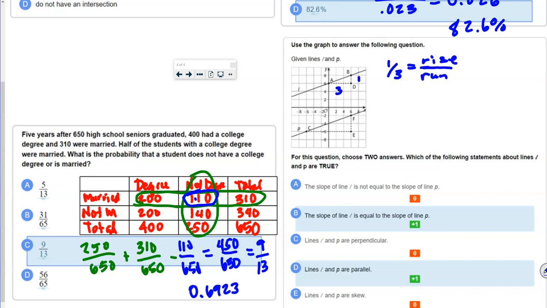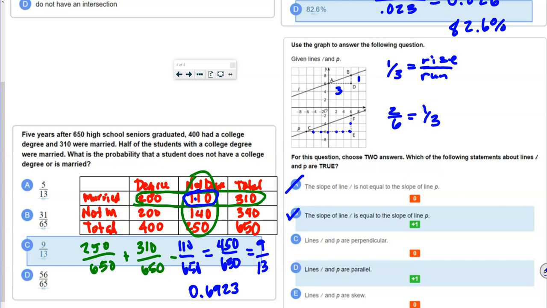And here, if we go up 1, 2, that would be our rise. And we went over 1, 2, 3, 4, 5, 6, right? 2 over 6 is also equal to 1/3, right? So it says, for the questions, choose two answers. Which of the following statements about the lines are true? So the slope of line L is not equal to the slope of line P. We know that's not true. The slope of line L is equal to the slope of P. Yep, this one is true.